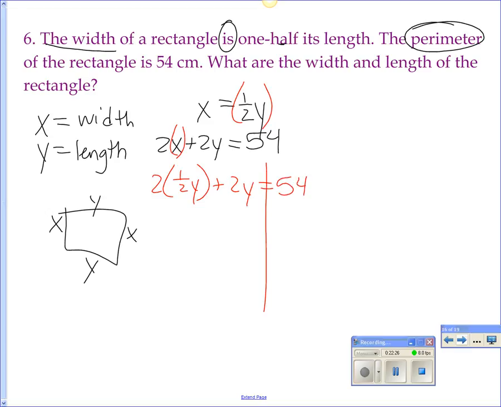Good. Okay, so put a 1 underneath this one. What's 2 times 1? 2, and then on the bottom, 1 times 2. And what's 2 divided by 2? 1. So this just gives you 1. Right. Stephen, 1y plus 2y.